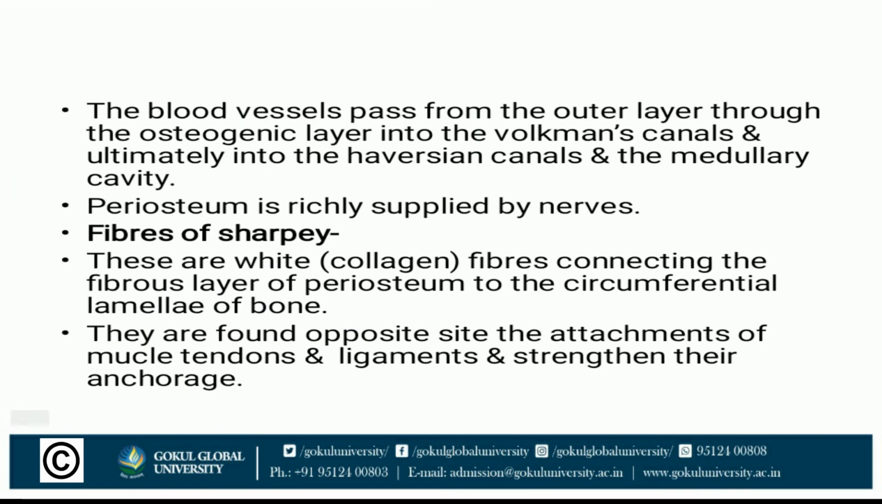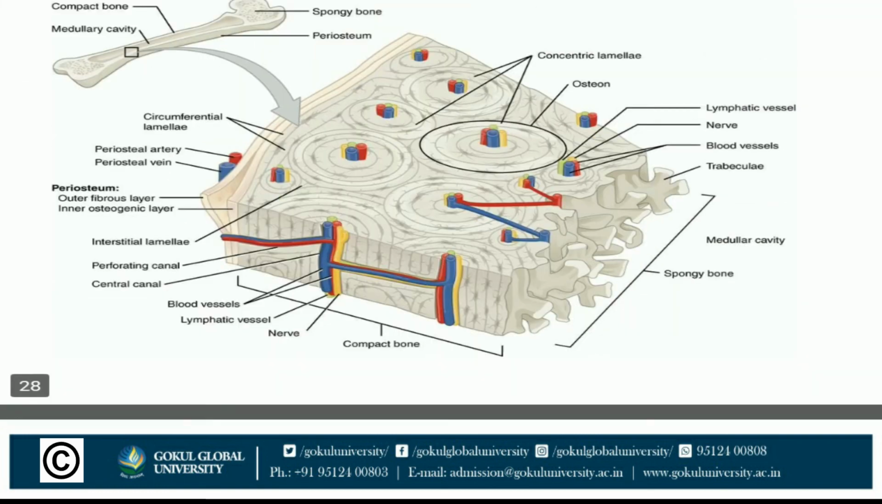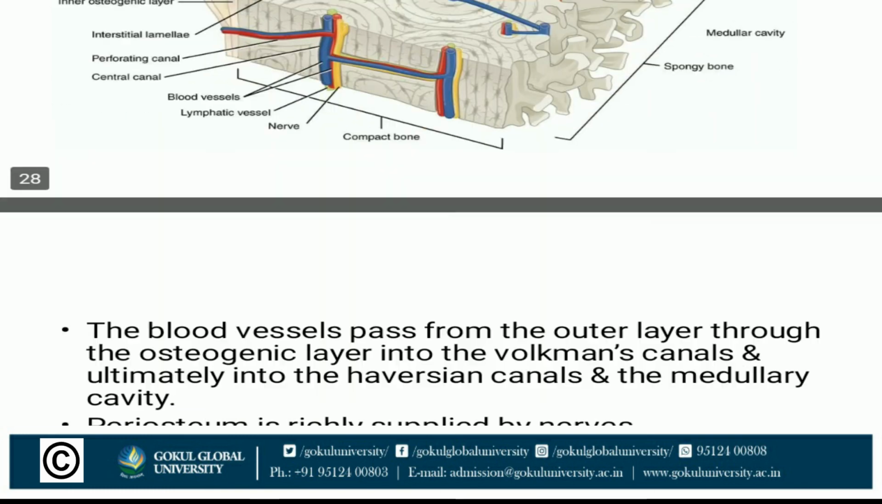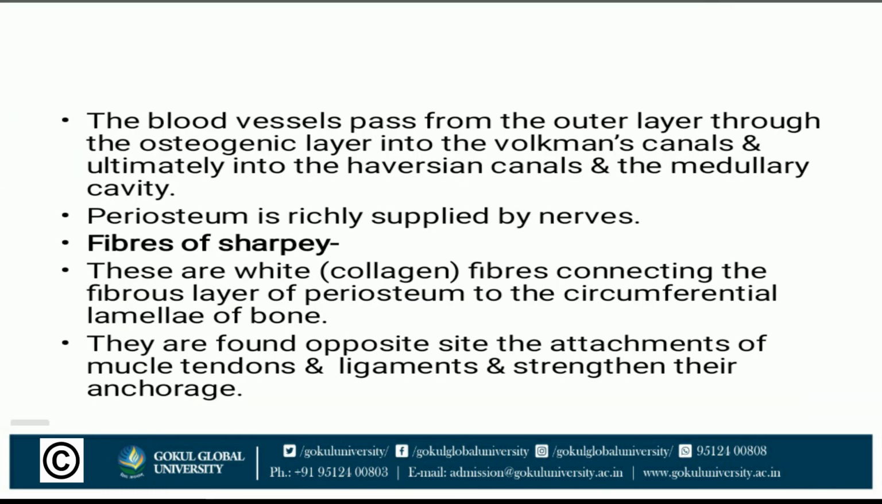The blood vessels pass from the outer layer through the osteogenic layer into the Volkmann's canals and ultimately into the Haversian canals and the medullary cavity. Periosteum is richly supplied by nerves, as you can see in this diagram. It is highly supplied by nerves.